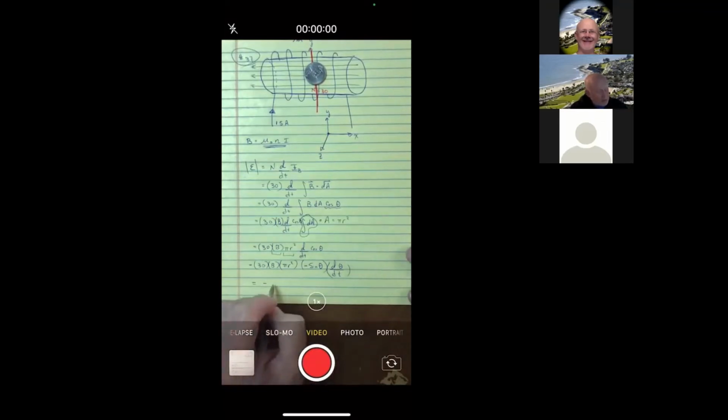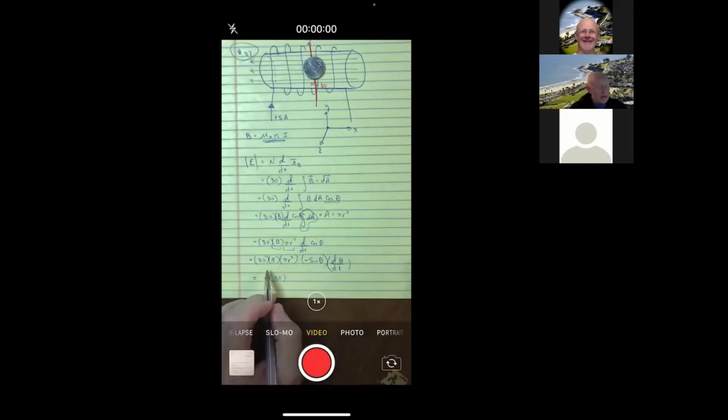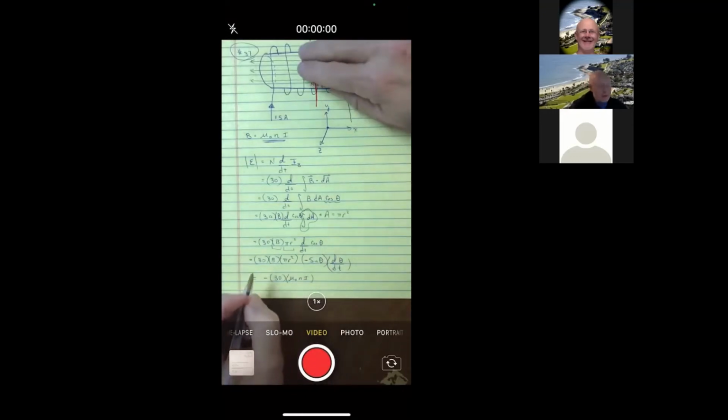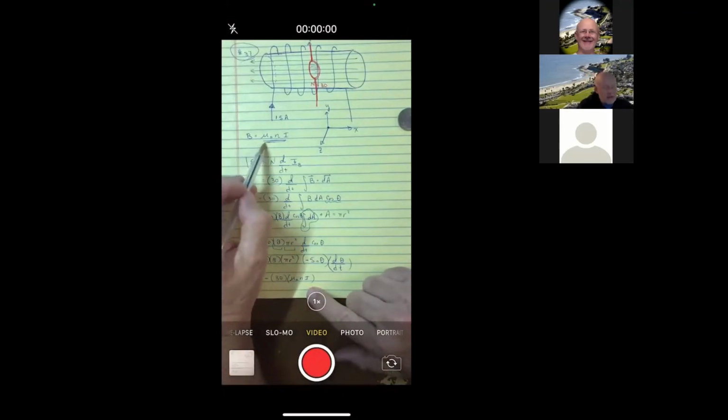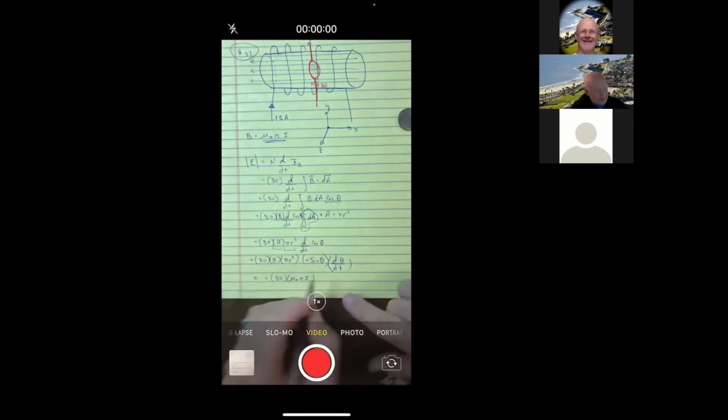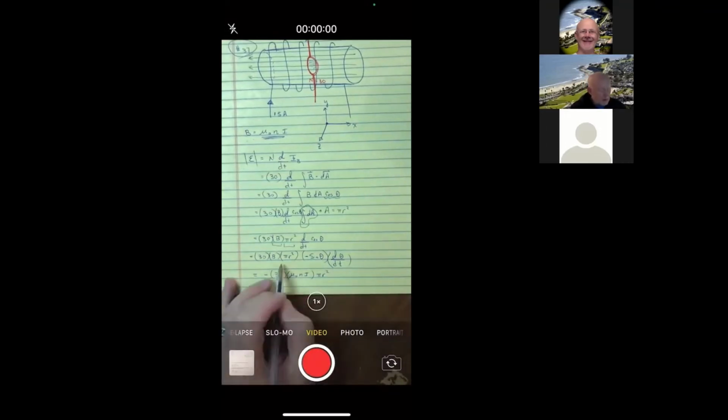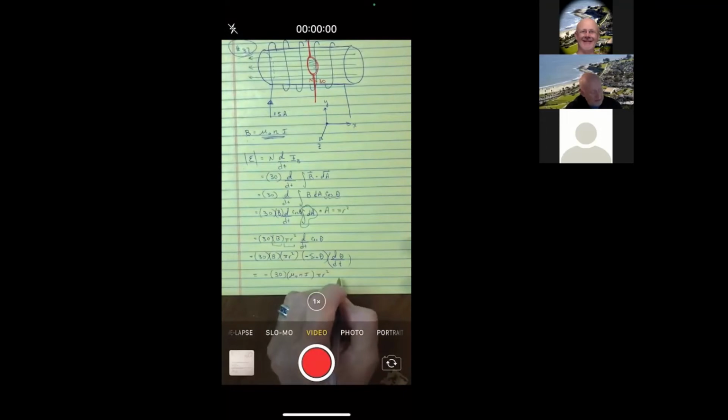And then I will put in what I do know. So this is the 30 turns. The magnetic field, this is where the chapter 30 that I got started with is. This is the magnetic field from the solenoid, so I'll put that in there. This is the pi r squared. This is the sine of the angle. And then this is the rate at which the angle is changing.